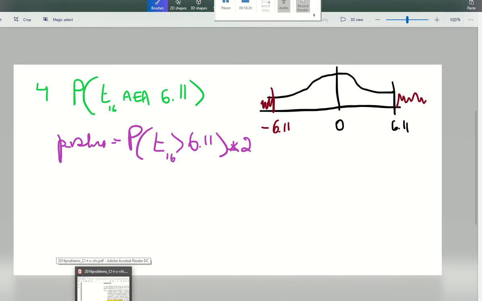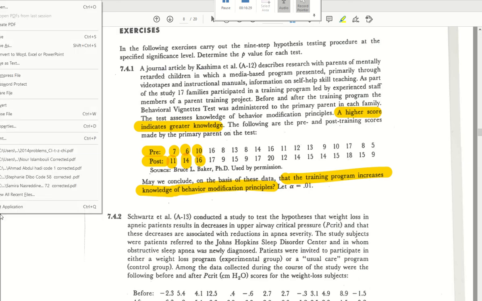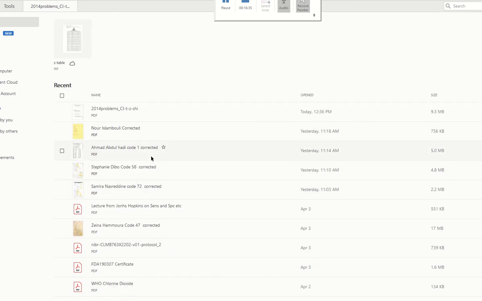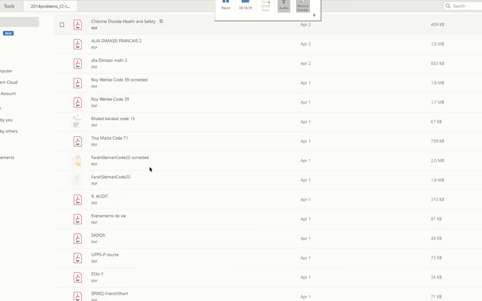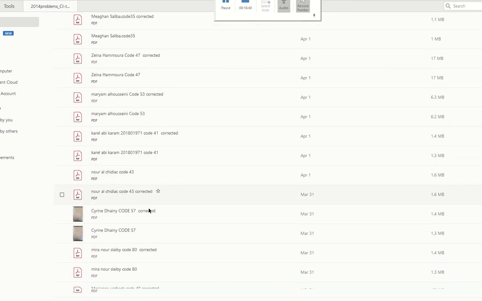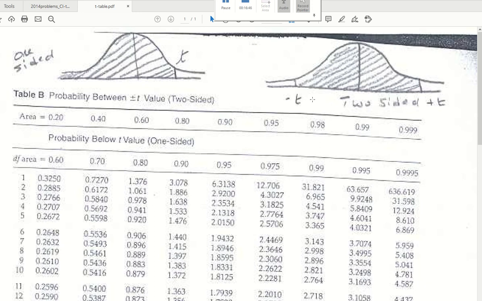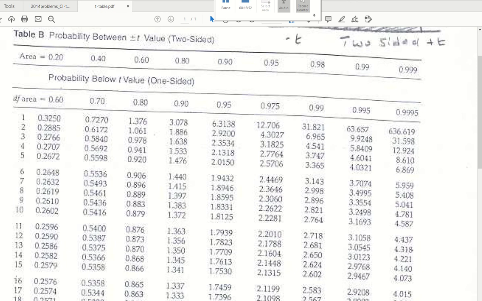Now, let's see if I can find that value. Everything I learned before about the t applies. I need to go to degrees of freedom 16 right here, and I'm looking for the value 6. Now notice you go all the way till the end and still you haven't found 6. So the greatest value is 4.015, which is for an area of 0.9995.